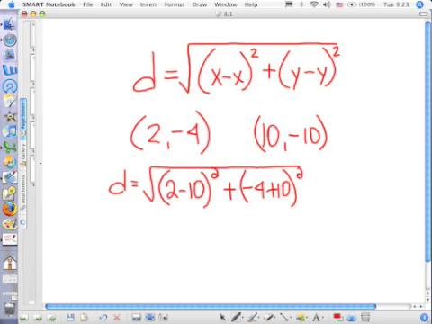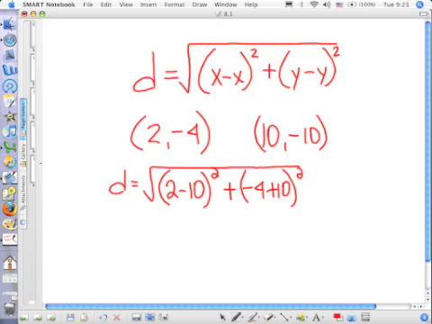Now here's why I said the order you put them in doesn't matter. Negative 4 plus 10 is 6, and 6 squared is what? 36. If I had said negative 10 plus 4, that would be negative 6, but negative 6 squared is still 36. So it really doesn't matter. Okay?